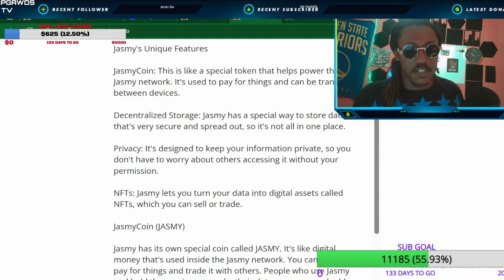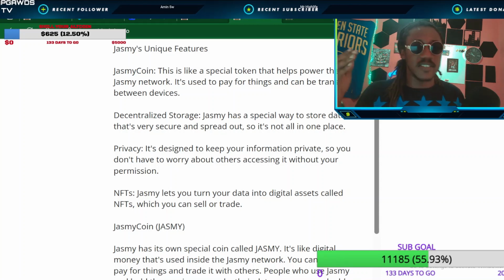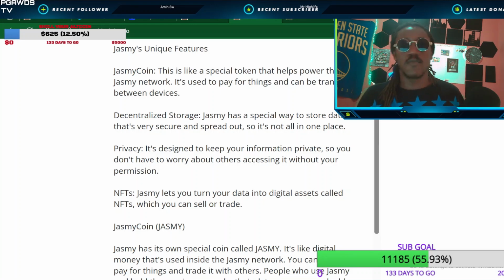Jasmy's unique features. So it says Jasmy Coin. This is like a special token that helps power the Jasmy network. It's used to pay for things and can be transferred between devices. Decentralized storage. Jasmy has a special way to store data that's very secure and spread out, so it's not all in one place. Privacy. It's designed to keep your information private so you don't have to worry about others accessing it without your permission. And of course, NFTs, because Jasmy turns your data into NFTs, which allow you to sell off your data through it becoming an NFT.